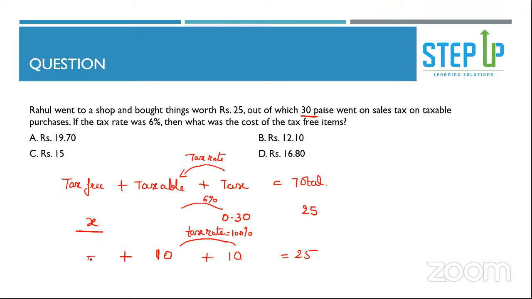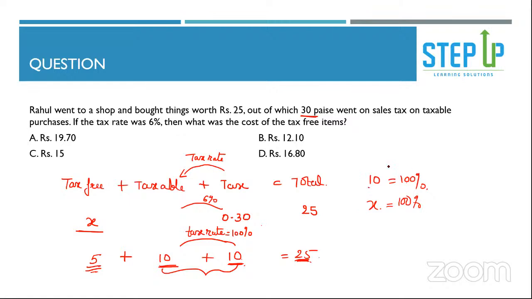But let's say I don't know this value, and I know I paid 10 rupees tax, which is 100%. So this value will also be 10 rupees, 100%. If 100% is equal to 10, then 100% is equal to X, which is 10 rupees only. So 10 plus 10 is 20. And 25 minus 20 will give me this 5 rupees. I hope that's clear. I subtract this 20 from 25, and I get this 5.